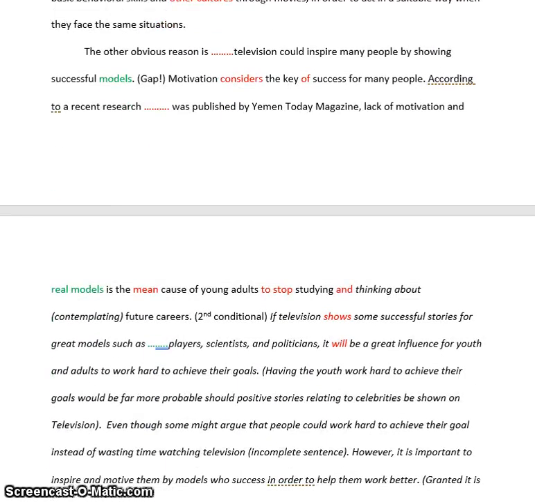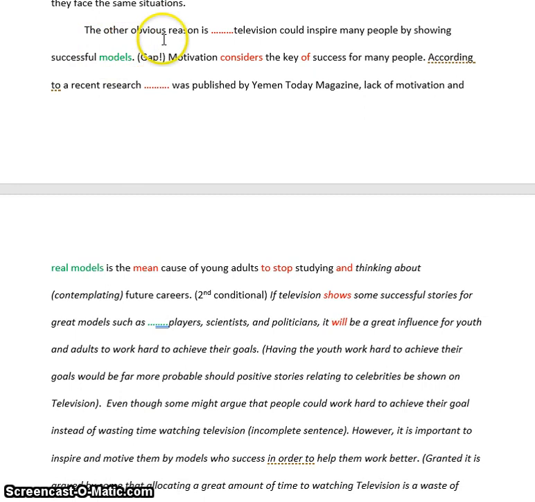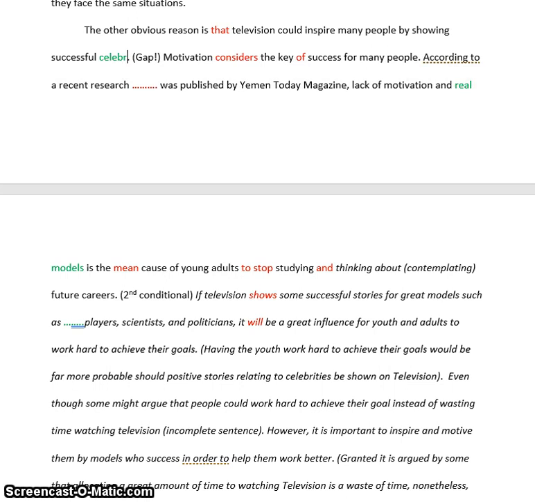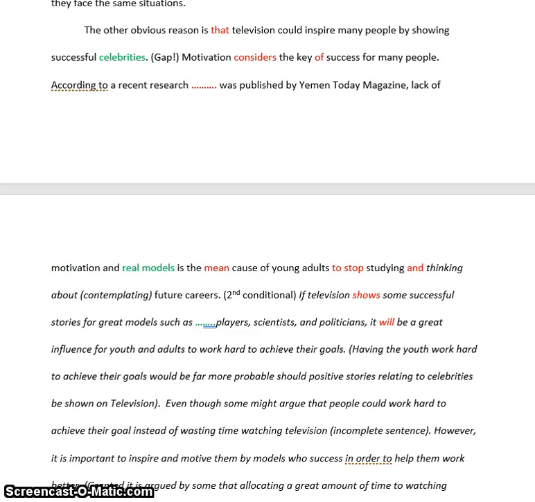Very good. Okay. The other obvious reason is, we need a relative pronoun, that television could inspire many people by showing successful models. Okay, instead of using the word models, we can use, for example, the word celebrities or idols or famous people. Okay.